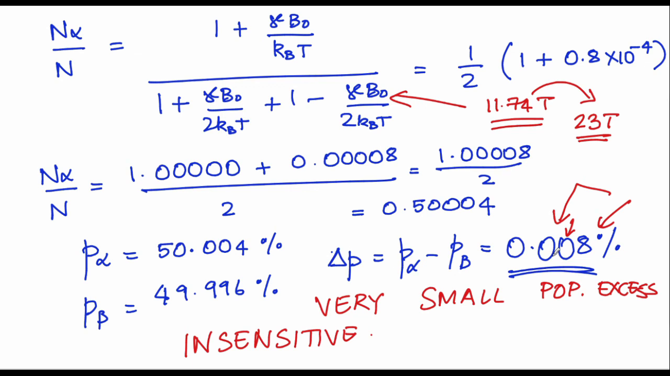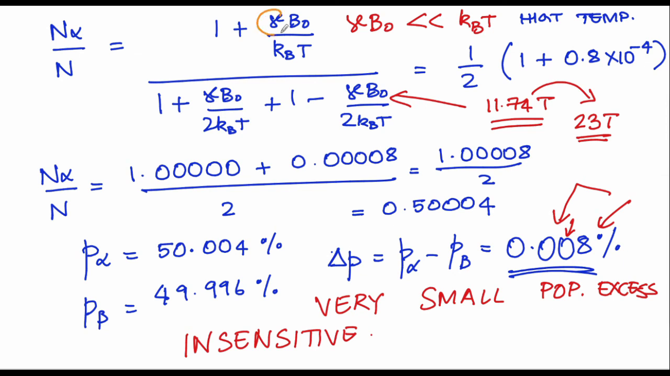This approximation that we ended up exploiting here, where gamma B naught is much less than kBT, is called the high temperature approximation. And this almost holds good for most of the systems that we will end up looking at in this class.